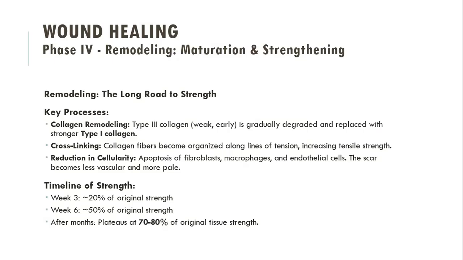these clots and fibroblasts and all that has formed. The cross-linking of all these structures basically happens in phase four. The collagen fibers become organized along lines of tension, increasing the tensile strength. Also, there is reduction in cellularity, apoptosis of fibroblasts, macrophages, endothelial cells. It's very necessary. The scar becomes less vascular and less painful.